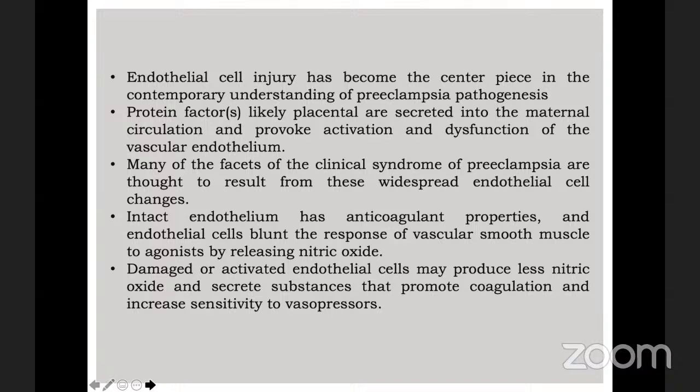Intact endothelium has anticoagulant properties, and endothelial cells blunt the responses of vascular smooth muscle to agonists by releasing nitric oxide. Damaged or activated endothelial cells may produce less nitric oxide and secrete substances that promote coagulation and increase sensitivity to vasopressors.